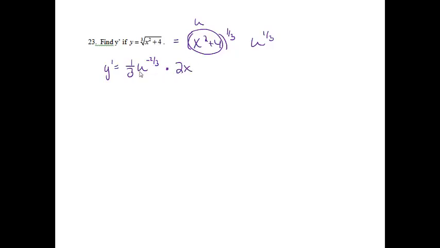And so then just cleaning this up a little bit, 2x is just going to stay on the top. The 3 is on the bottom, it's going to stay on the bottom, and then the u to the negative 2/3 will move to the bottom and become positive. And now all I need to do is just put my u back in. So we have 2x over 3 times x squared plus 4 to the 2/3 power, and that would be my derivative.